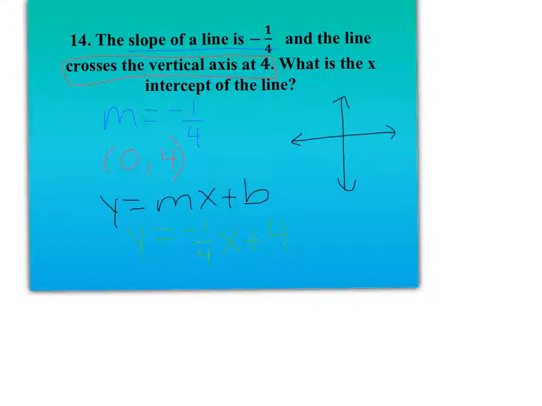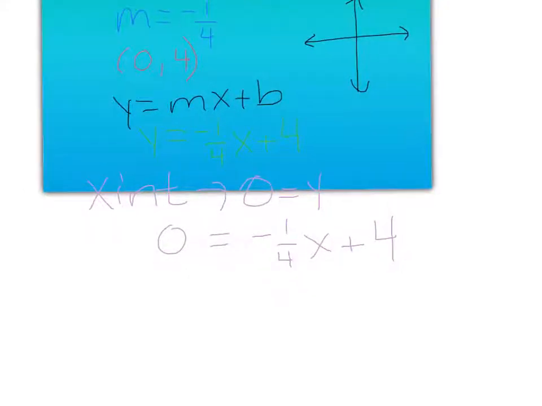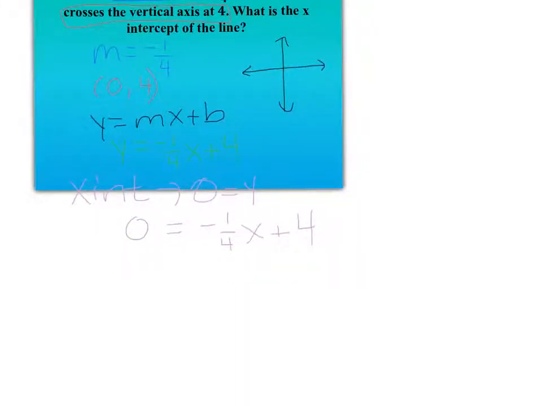So, to find our x-intercept, we've got to plug in 0 for y. So, 0 equals -1/4 x plus 4. Almost done. Move myself up a little bit. Leave all that work so you can see all that work. I can zoom that out a little bit, that way you can still see the work and catch up if you're behind. Now, I want to subtract 4 from each side. Why do I want to subtract 4? Because I want to get x all by itself.